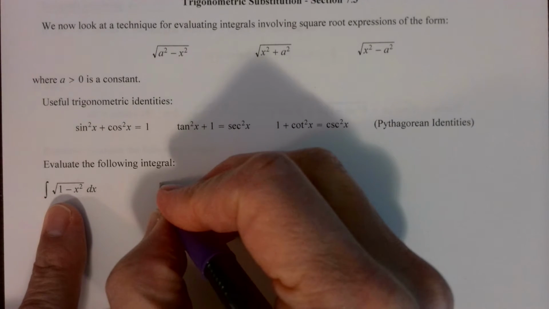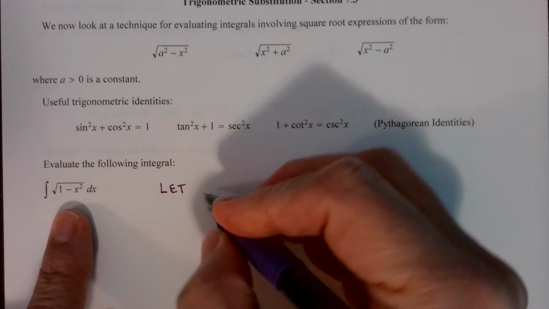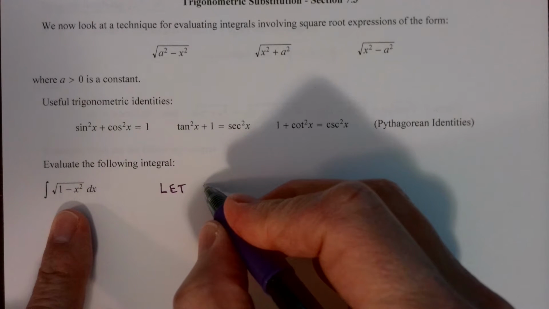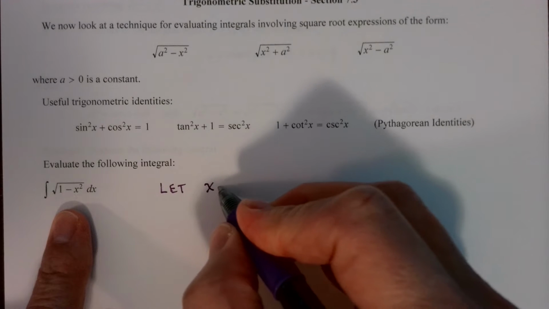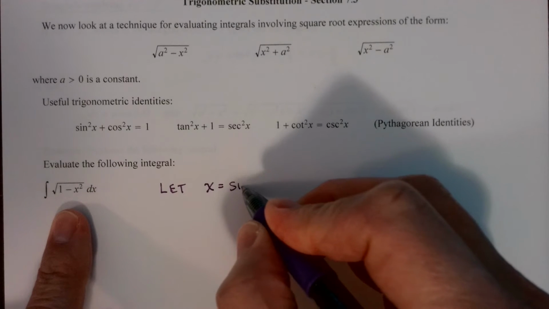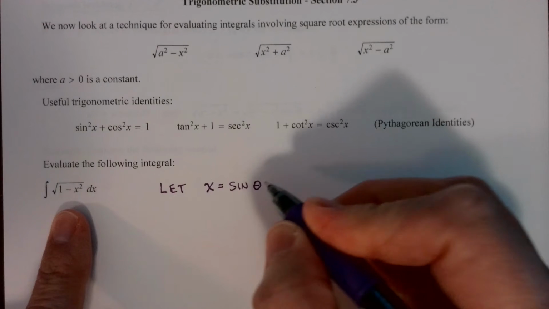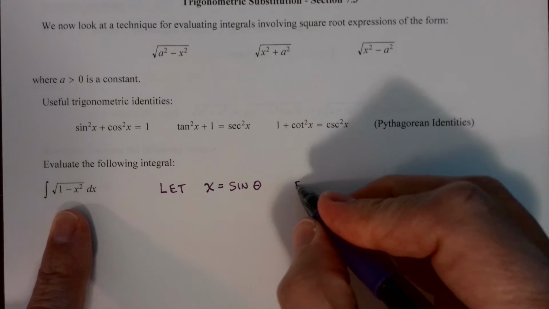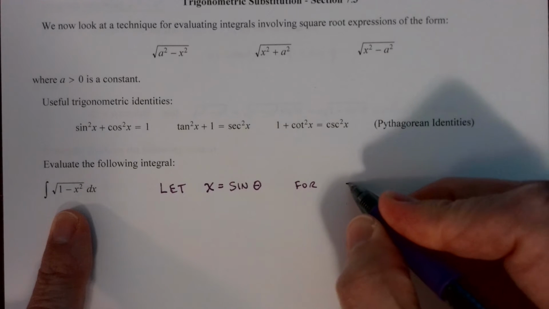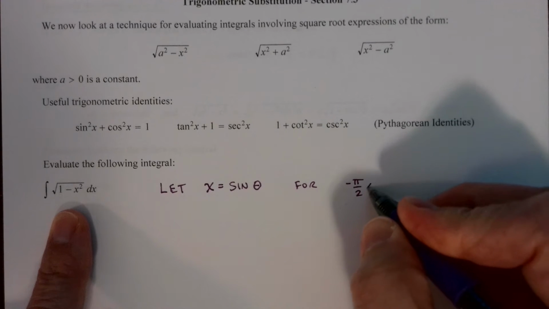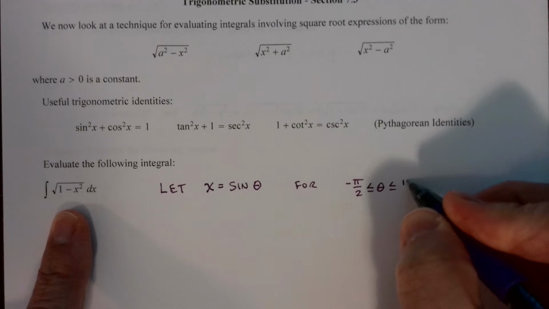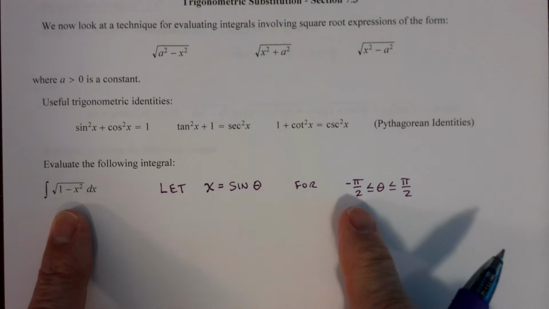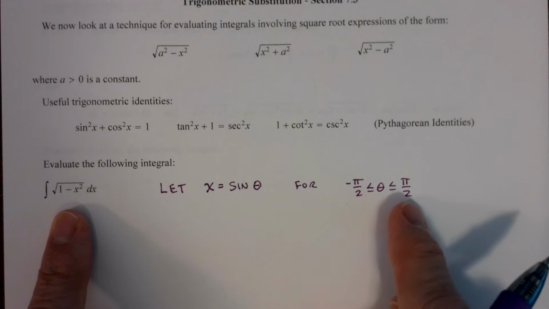And what I'm going to do is I'm going to let, okay, this is a different type of substitution. Notice what I'm going to do. I'm going to let the variable x be equal to sine of theta. I'm going to use theta as a different variable here. And we're going to do this for theta in this interval. Okay, x is sine of theta for theta between negative pi halves and pi halves.